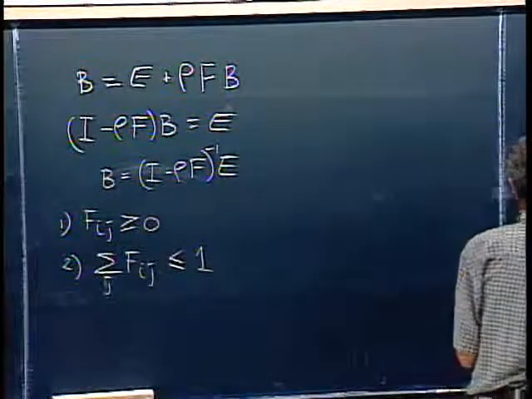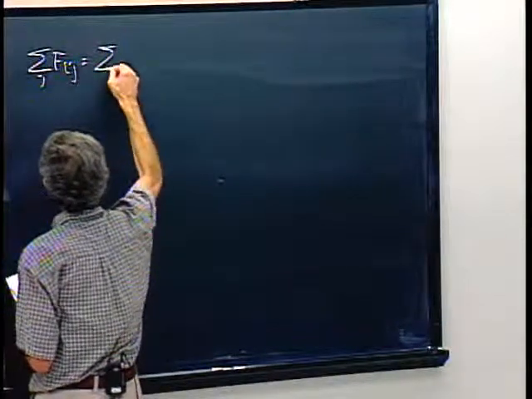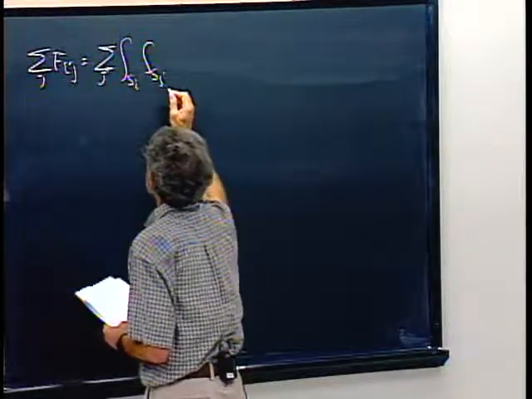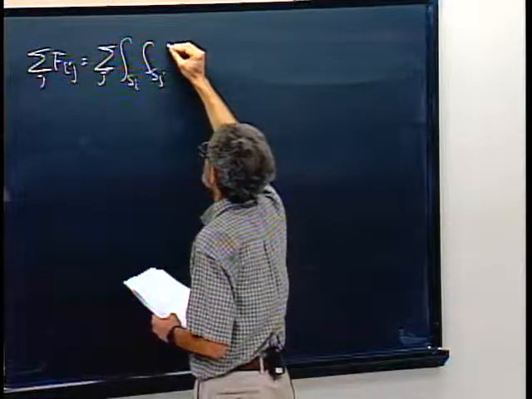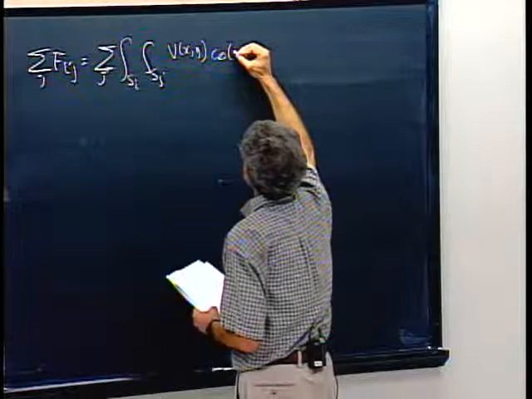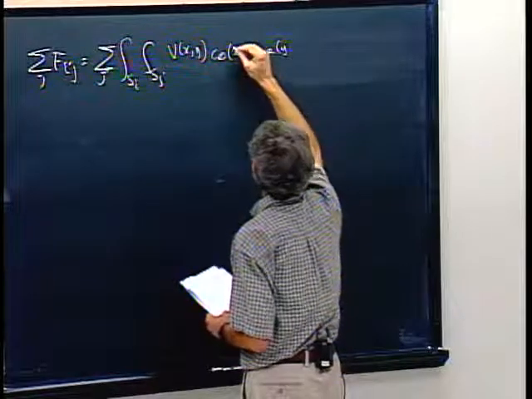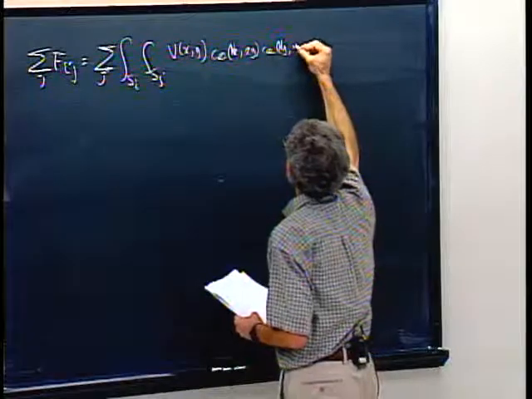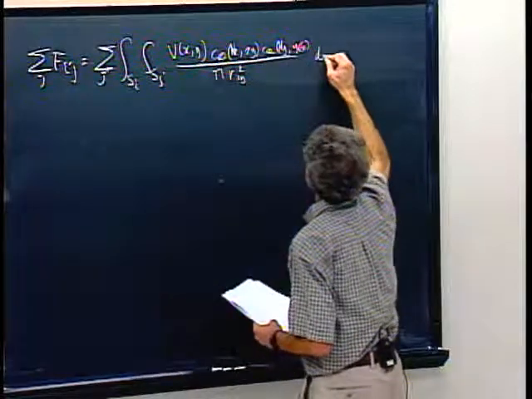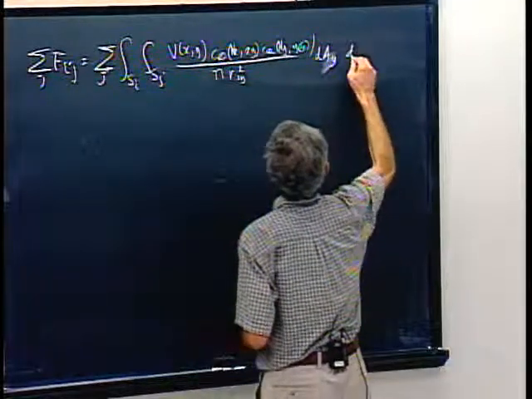And the way to realize this is to say this sum over j of Fij is the sum over j of the integral Si integral Sj of, let's see, the cosine nx xy cosine ny yx over pi r xy squared dy. Okay, and then dy and then dAx.